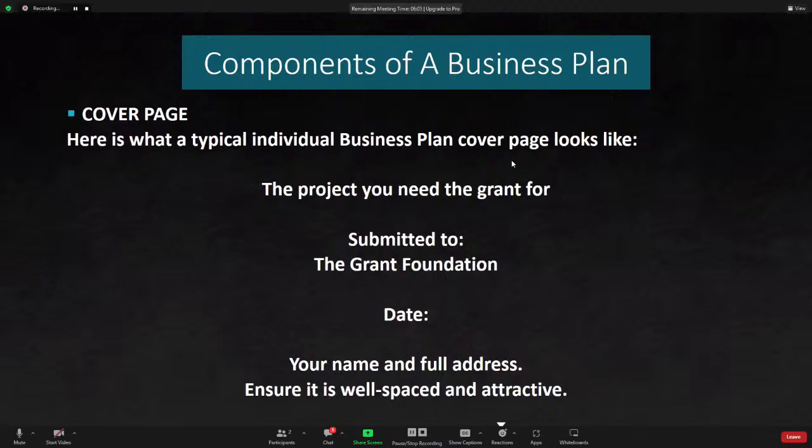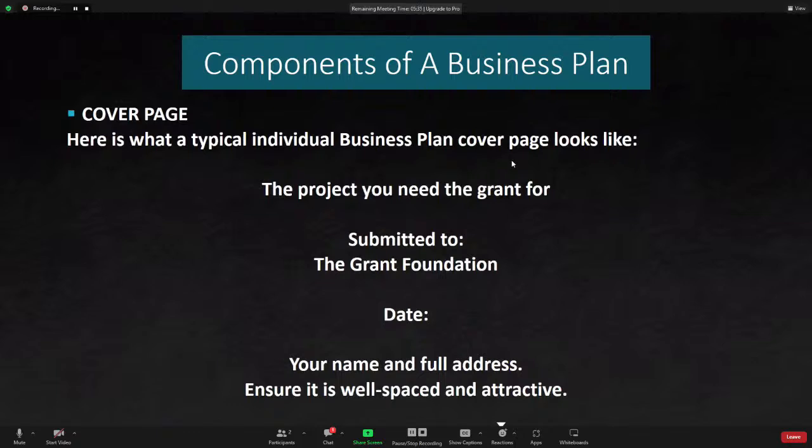The first thing I should see is exactly what you see now. The project you need the grant or loan for, that's the name of the project. If you're opening an IT center, it should be something like 123 IT Limited. Then you say who it is submitted to. In this case, we're looking at Social Generation International Youth Conference Empowerment Committee.